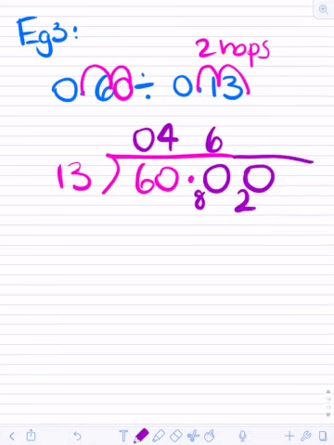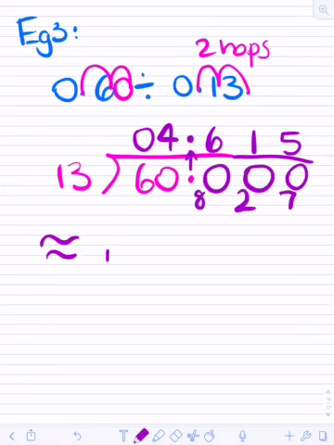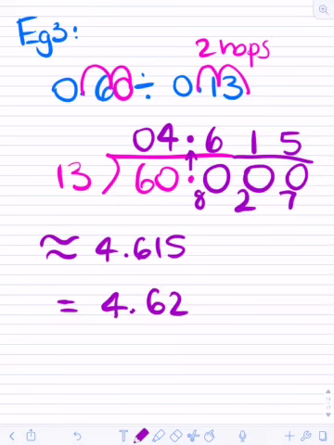That becomes 20. How many times does 13 go into 20? Once. Remainder 7. How many times does 13 go into 70? 5 times with a remainder. But we can see with this question we don't need to go further. Some decimals will just keep going. But we need to round it off somewhere for approximation purposes. Remember, the decimal place comes up to its position. So approximately 4.615, which then equals 4.62, 2 decimal places.